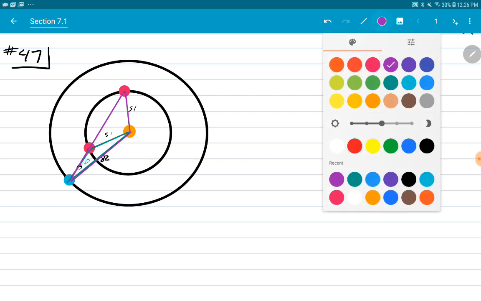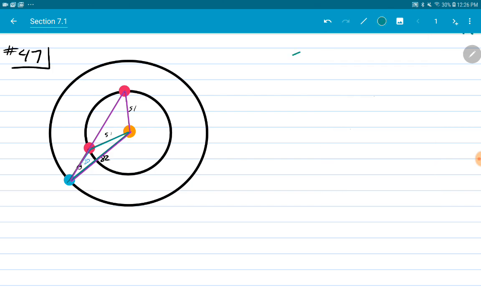Both of these give us an SSA triangle, right? We have the 51 and the 82 as adjacent sides, and then that angle is 20. That 20 is given to us in text, not in the picture. So we just have to solve those two triangles.